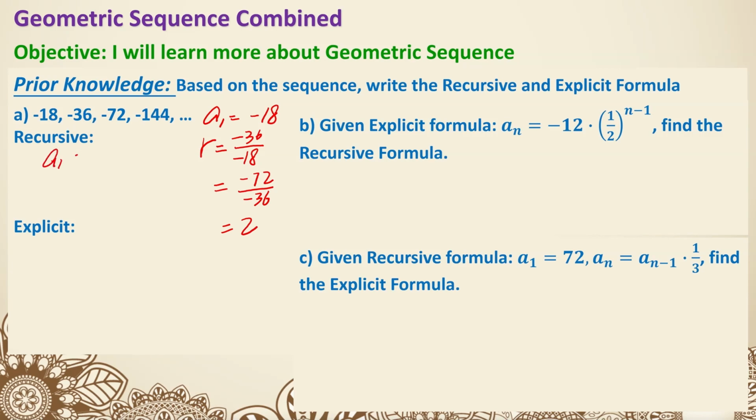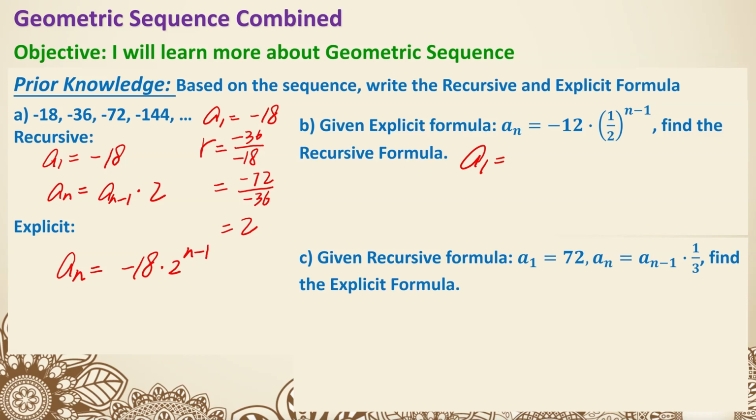So recursive formula, a sub 1 is negative 18. A sub n equals a sub n minus 1 times 2. And the explicit formula, a sub n is going to be negative 18 times 2 to the n minus 1 power. B, given the explicit formula, find the recursive formula.